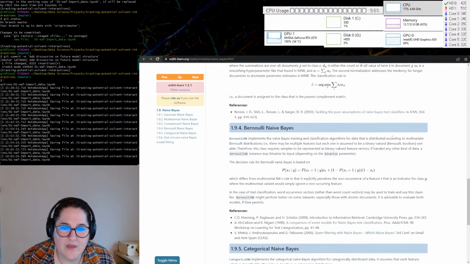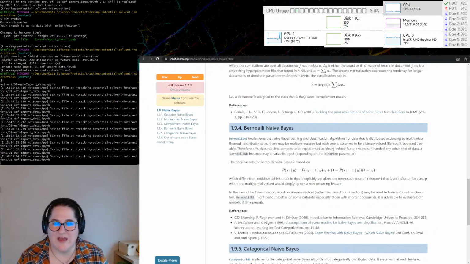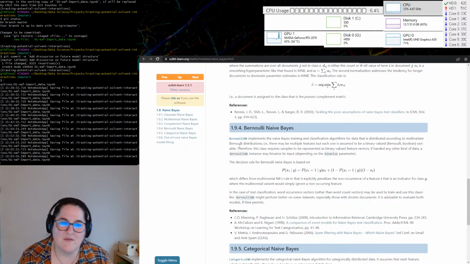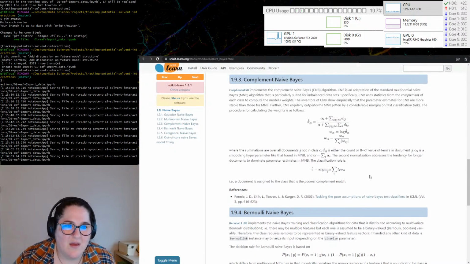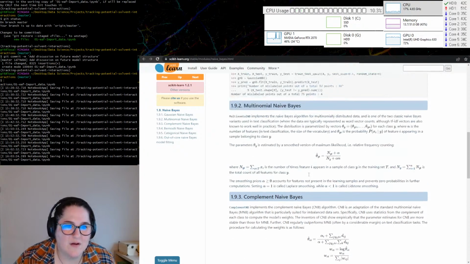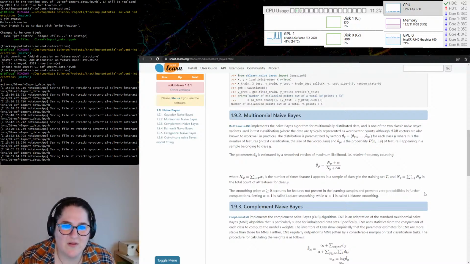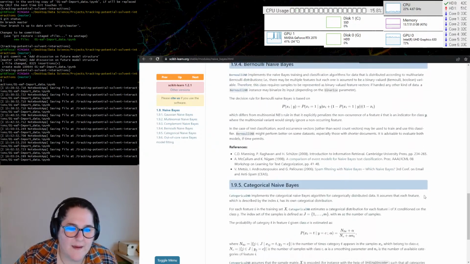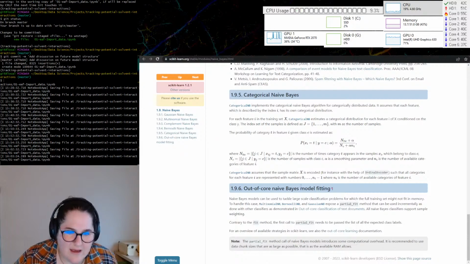Bernoulli means like zeros and ones. It only has two things. It either is or it isn't. So I don't think a Bernoulli naive Bayes is going to really work. This complement, I don't think that this is going to work. I don't think the multinomial is going to work either. We're not categorical. Then out of core, Bayes model fitting. I think the Gaussian is probably going to be the best one.